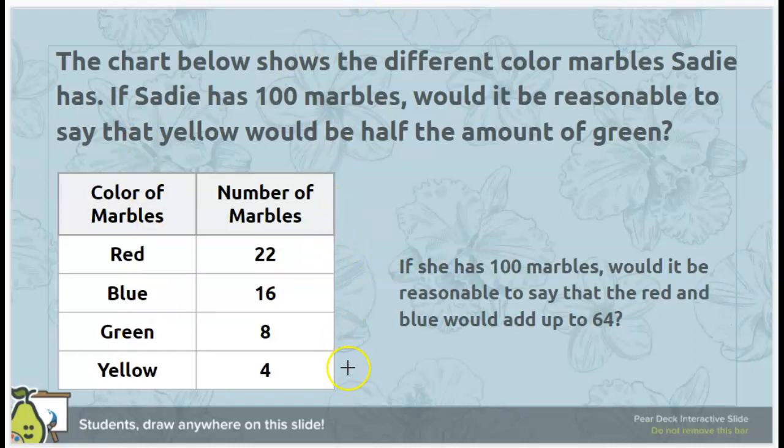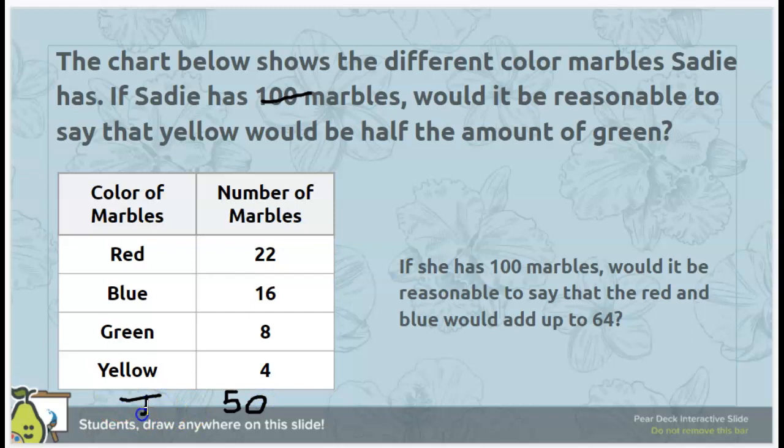What I would do is I would actually say, okay, let me count up first here because I need to see if there's actually 100 here. So 22 plus 16, that's 38. And then 38 plus 8 would get me 46. Plus 4 is 50. Oh, okay. So my total here is actually 50.